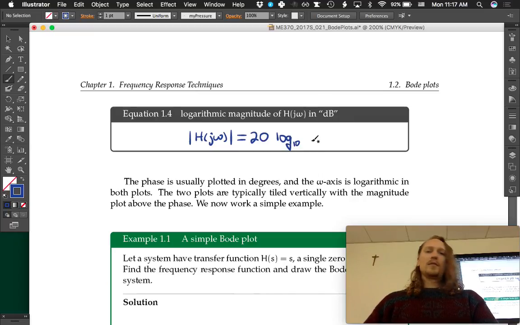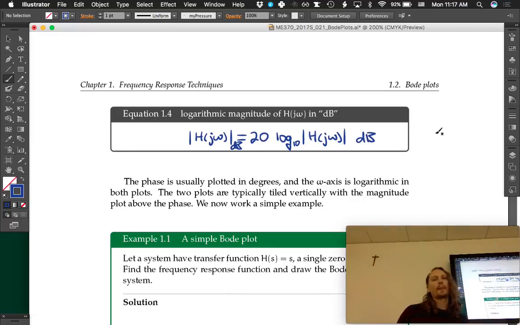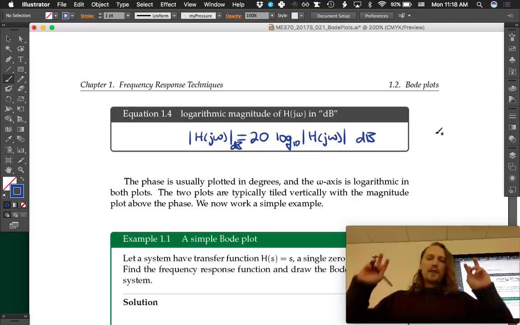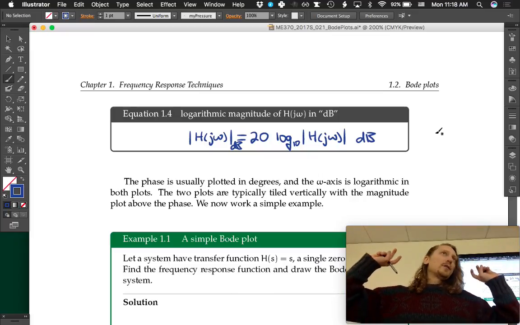So we use the 20 log base 10 of magnitude. Strictly speaking, we probably should put dB down there because we're going to use the same symbol over here. And then this ends up being in decibels. So in sort of air quotes, decibels.